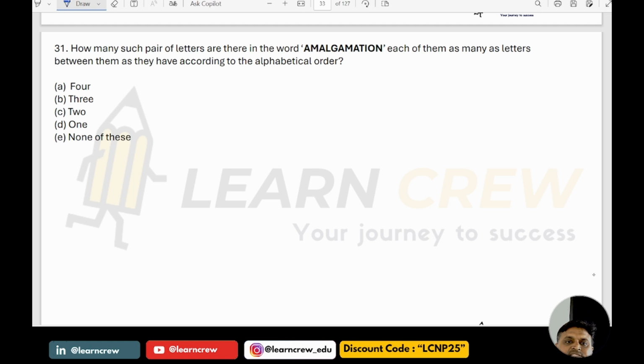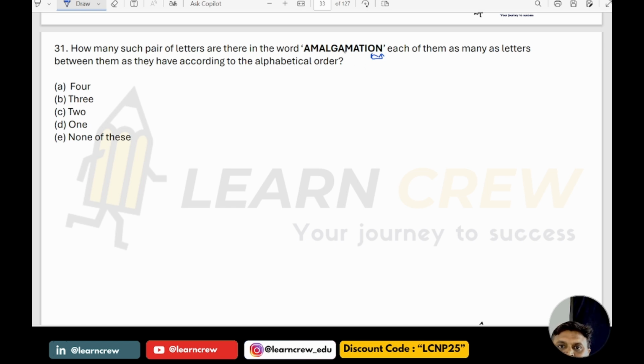How many such pairs of letters are there in the word amalgamation, each of which has as many letters between them as they have according to the alphabetical order? If you see here N and O, alphabetically there is no letter in between them. Here also no.